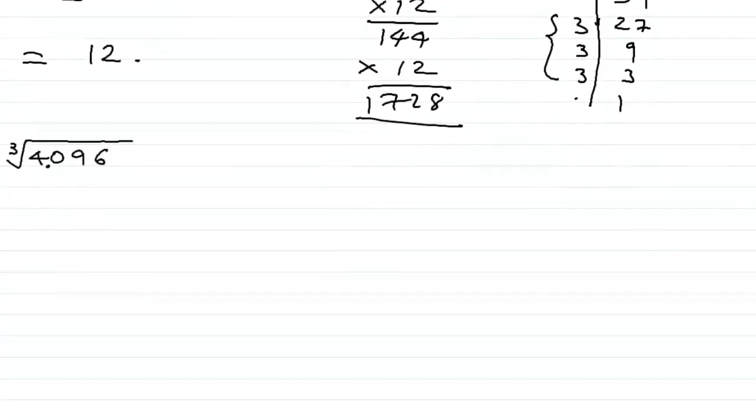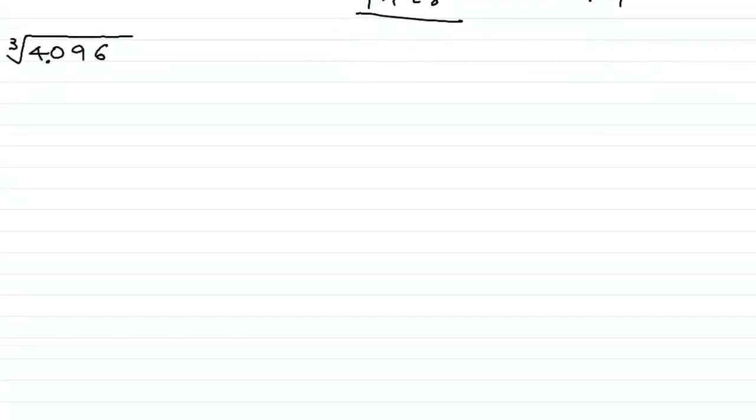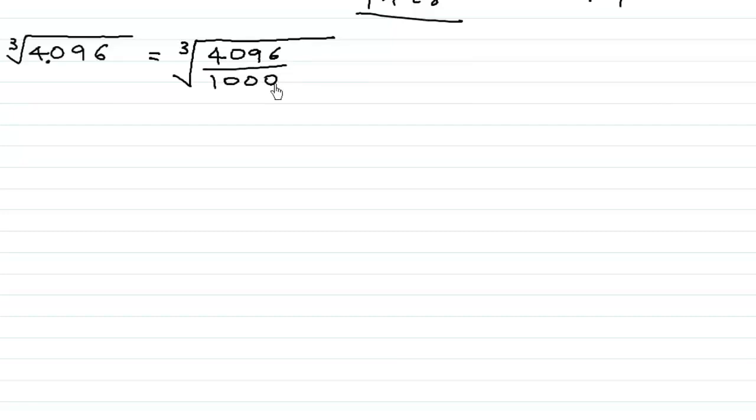So let's do another sum. What is the cube root of 4.096? So first of all, we are going to rewrite this as the cube root of 4096 upon 1000. Why 1000? Because after a decimal point there were 3 digits. So we removed that decimal point from the numerator and we put 3 zeros followed by 1. 1 followed by 3 zeros.